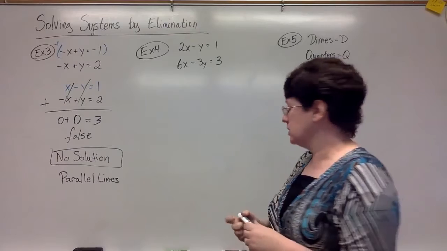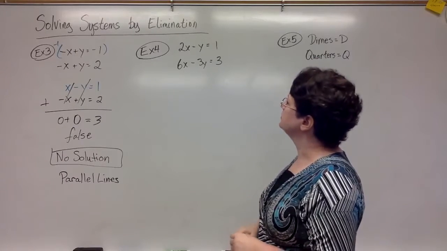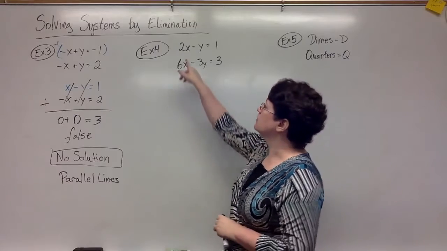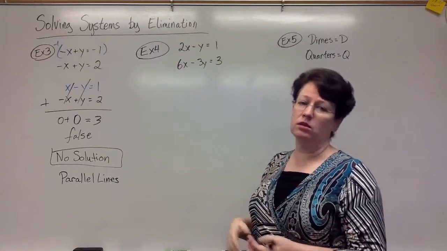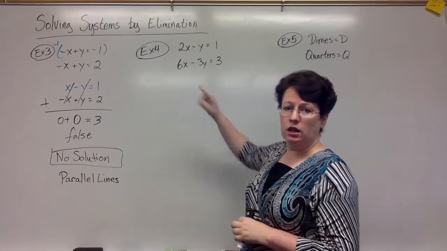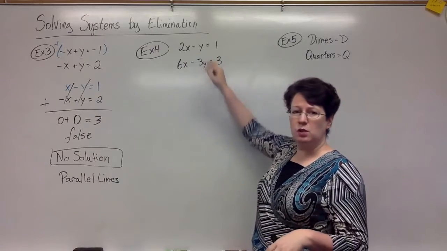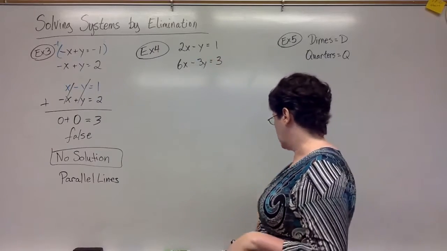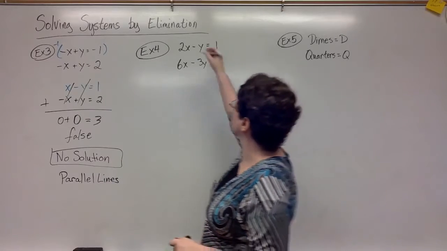That one's done. Example 4. What are we going to do here? X's. I have 2x and I have a 6x. Both positive. Okay. Y's. I have a -1 and a -3. Well, the y's are smaller numbers, right? So how do I turn a 1 into a 3? Yeah, we're just going to multiply by 3.